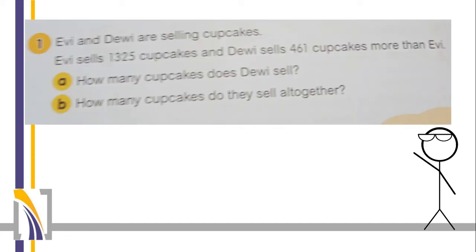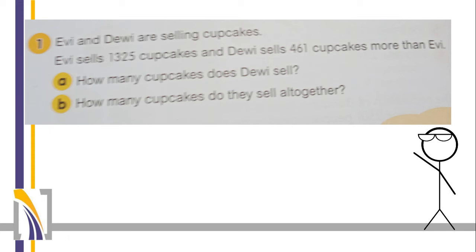The first one says that Effie and Dewi are selling cupcakes. Effie sells 1,325 cupcakes, and Dewi sells 461 cupcakes more than Effie. Now let's take a look at the questions. How many cupcakes does Dewi sell, and how many cupcakes do they sell altogether?